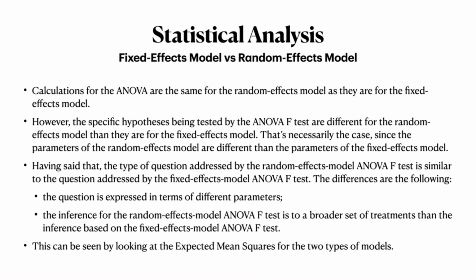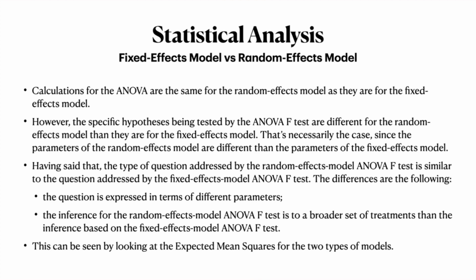Now, that's nothing to be concerned about. It doesn't really complicate anything. It's necessarily the case because the parameters of the random effects model are different than the parameters of the fixed effects model. So that's just a byproduct of the fact that the two models have different sets of parameters. Having said that, the type of question addressed by the random effects model ANOVA F-test is similar to the question addressed by the fixed effects model ANOVA F-test.